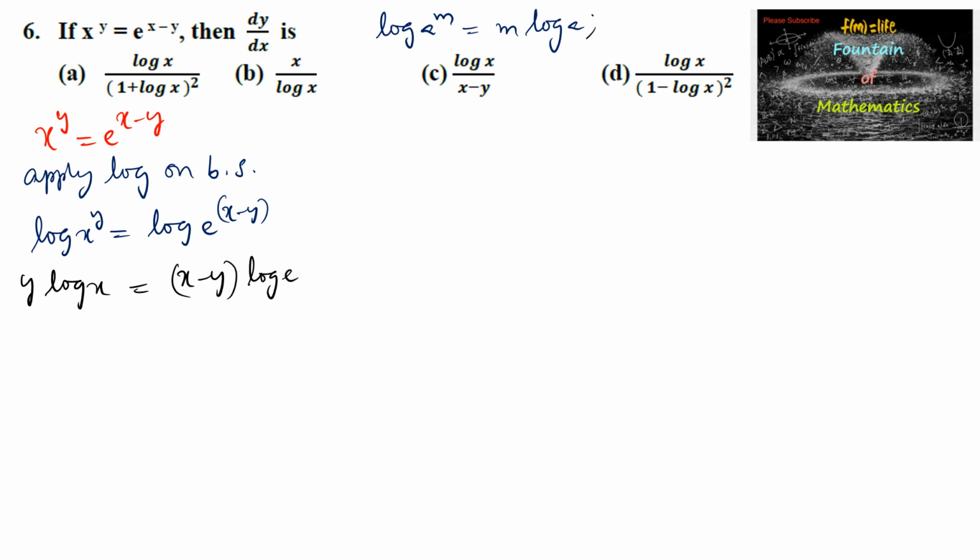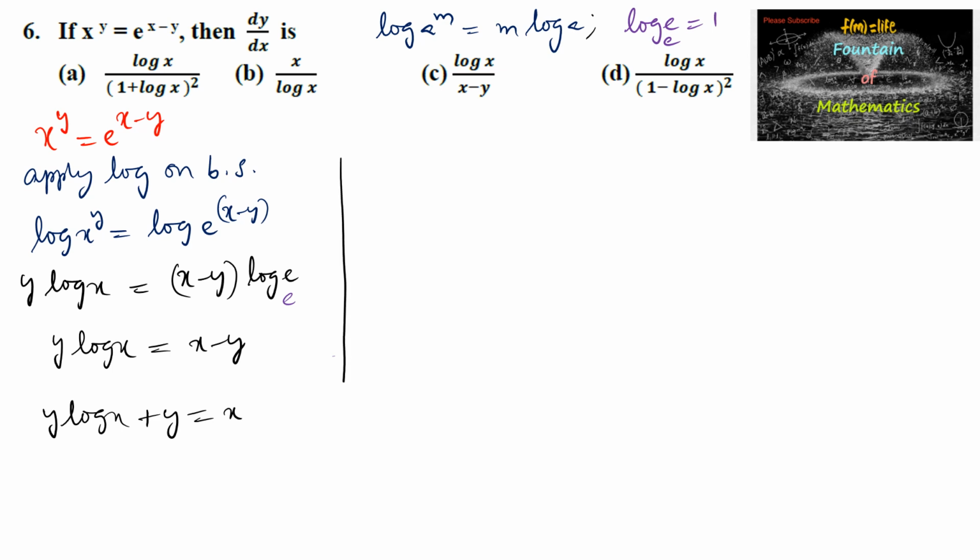And also we know that log e value is 1 since the base is also e. So we can write y into log x is equal to x minus y. Or this can also be written y log x plus y is equal to x. So let us differentiate here. y into differentiation of log x is 1 upon x plus log x into differentiation of y is dy by dx, plus again y is dy by dx, is equal to differentiation of x, which is 1.